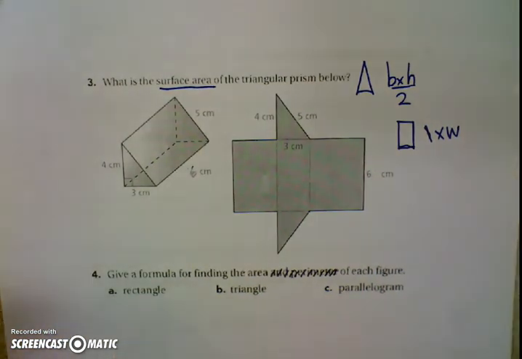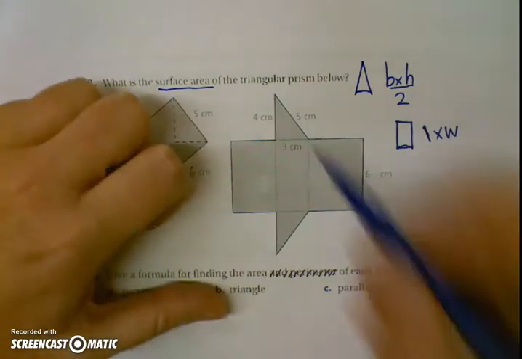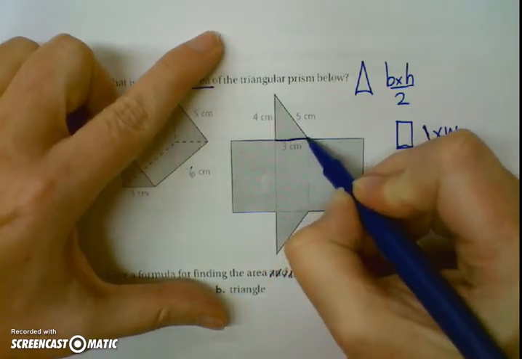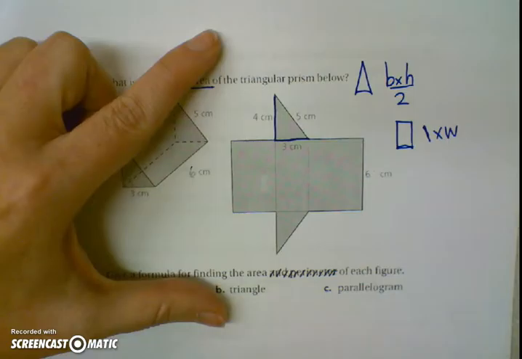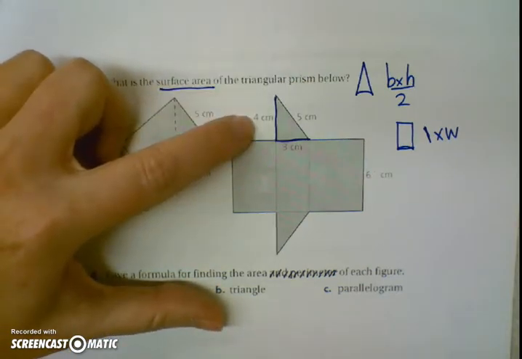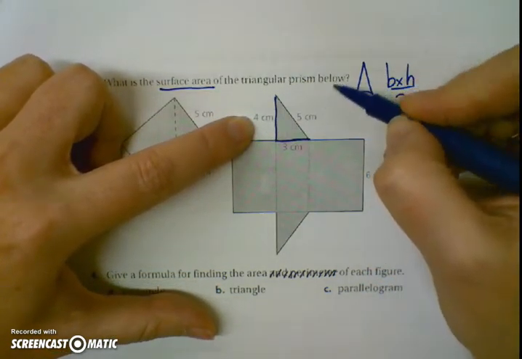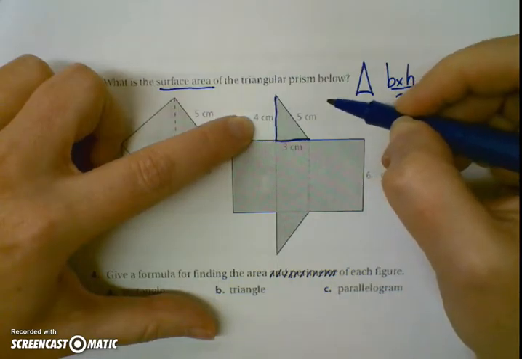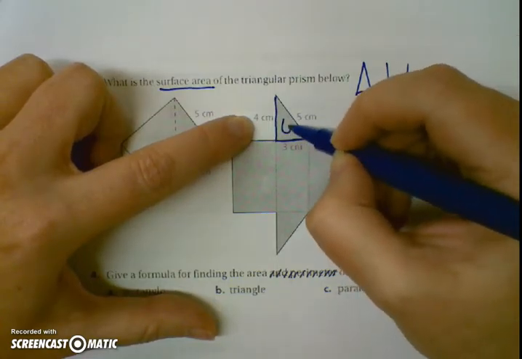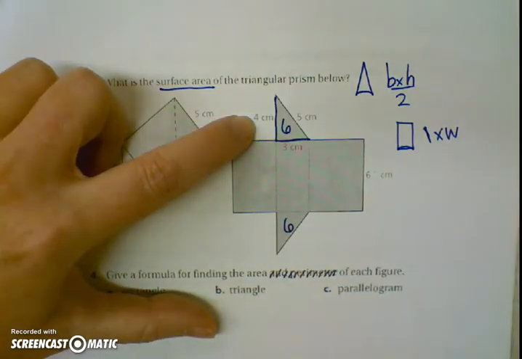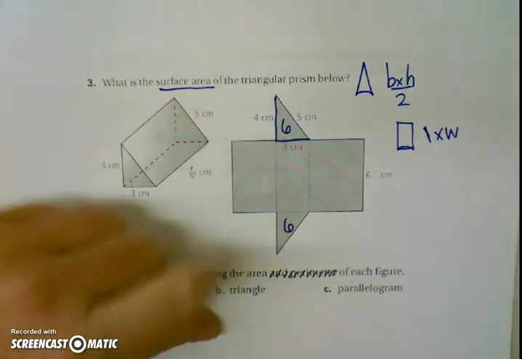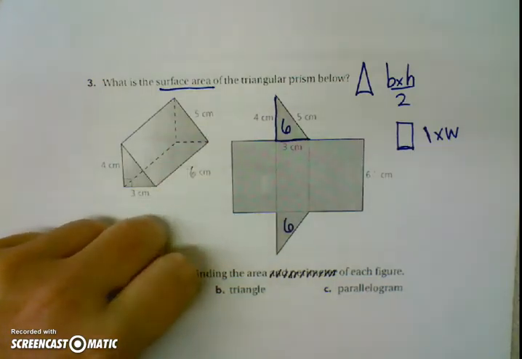All right, I'm going to start this a piece at a time. I'm going to start with my triangles. The base of my triangle is 3. The height of my triangle is 4. 3 times 4 is 12. And half of 12 is 6. If that's 6, I know that this is also 6 because the front and the back of my shape are the same. I'm going to look at the base next.